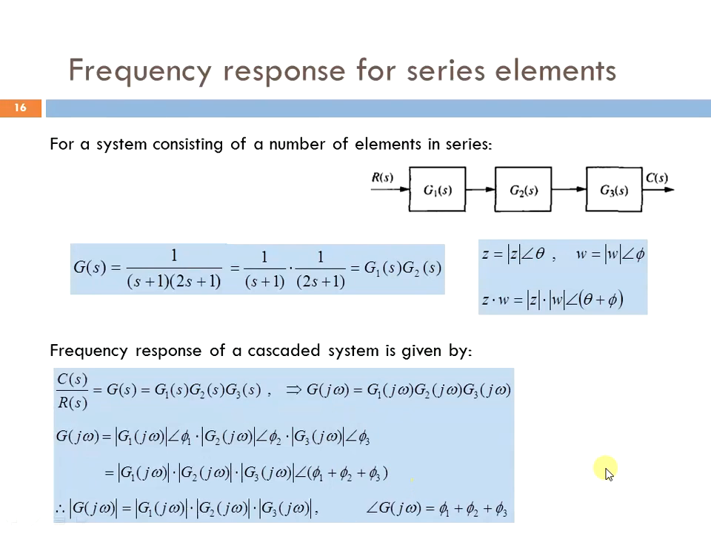Okay, so in the next session we will be looking at Bode plots, which is one of the frequency response analysis methods that we are going to be using.